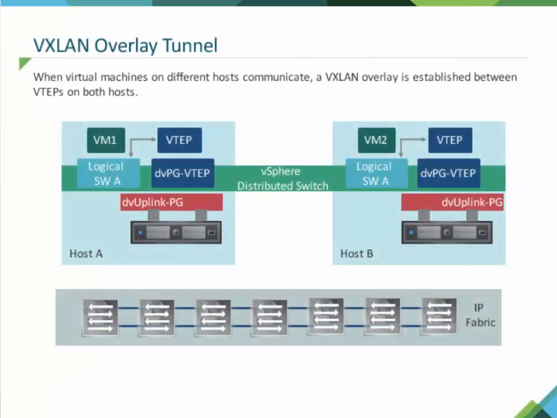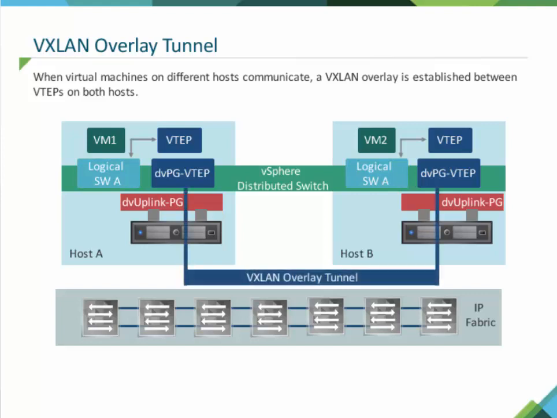When virtual machines on different hosts communicate, a VXLAN overlay is established between VTEPs on both hosts. In this setup, VM1 is on host A and VM2 is on host B. Both virtual machines belong to the same logical switch. When the two virtual machines communicate, a VXLAN tunnel is established between the two hosts.